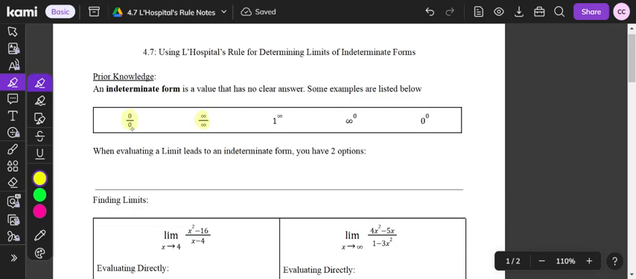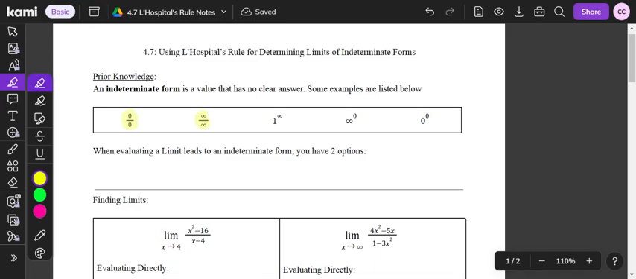So you have 0 over 0. Remember, that could be 1. That could also be 0. That's why it's indeterminate. We don't know. Same thing with infinity over infinity. Infinity divided by infinity, that could be 1. It could also be infinity. We don't know. But then you also have these other weird examples, okay?